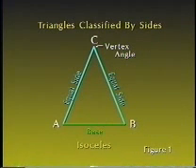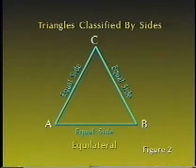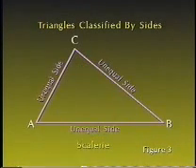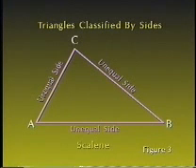Note that the unequal side is called the base and that the angle opposite the base is the vertex angle. The second type of triangle in this classification is shown in figure 2 and is called an equilateral triangle. This one has all 3 sides of equal length. The third and last triangle in this classification is the scalene triangle, and it has 3 unequal sides as shown in figure 3 in this graphic.